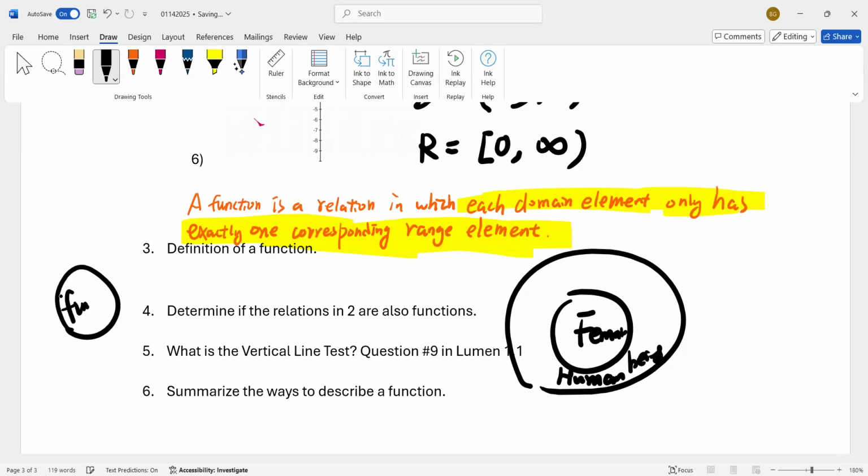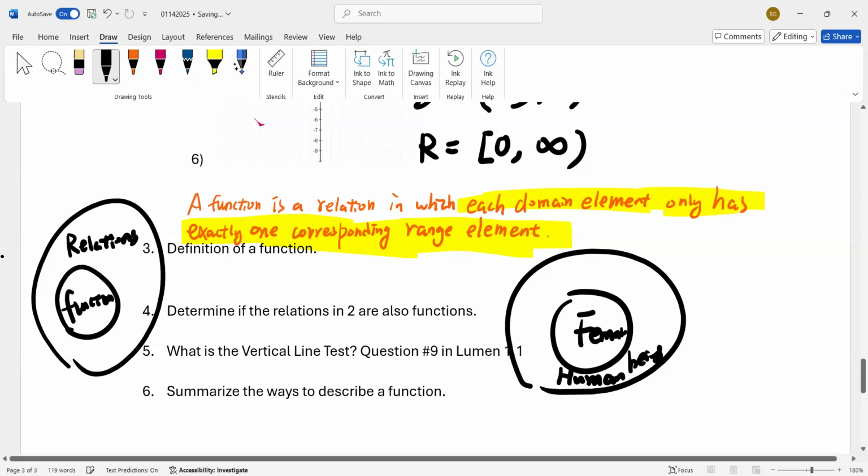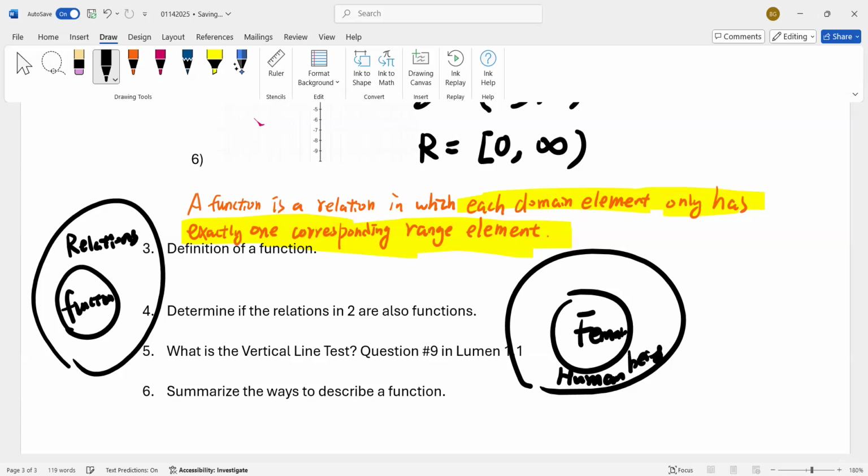So let's say this is the set of all the functions, and this is the set of our relations. Functions are relations, but not all relations are functions. In order for a relation to be a function, that yellow highlighted condition has to be satisfied. And that condition is for every single domain element, there's only one corresponding range element. You need to know the highlighted condition, and we're going to work on that.